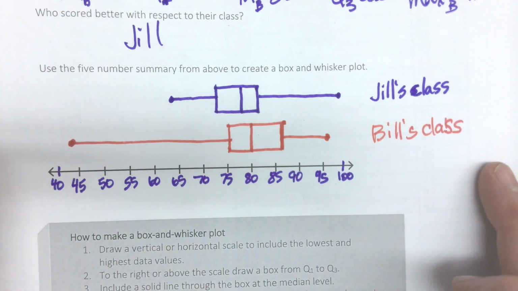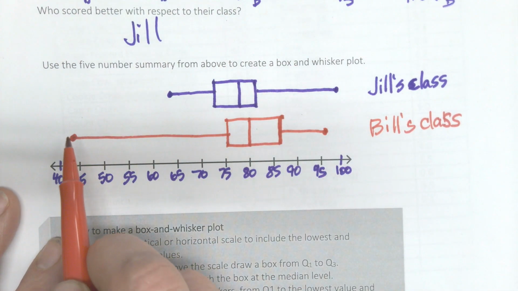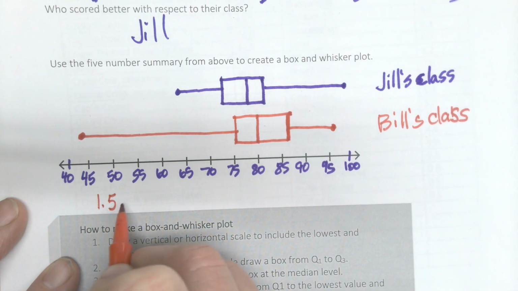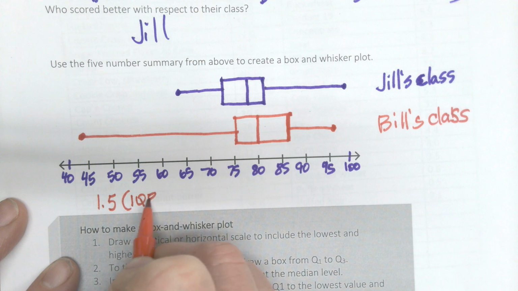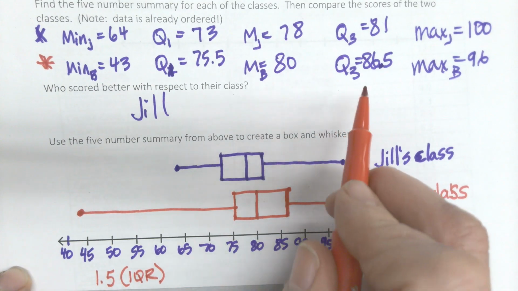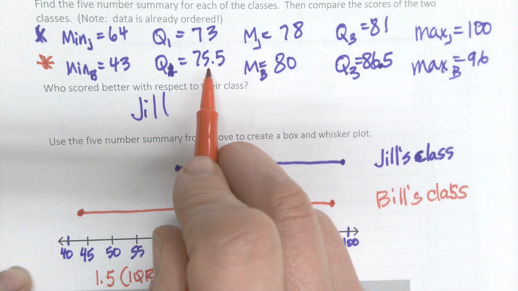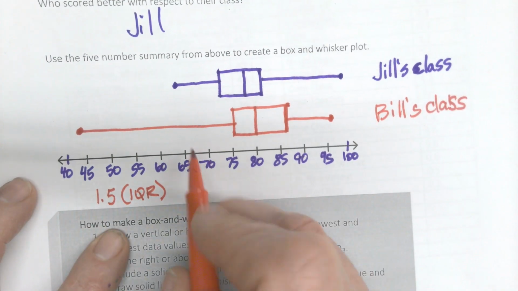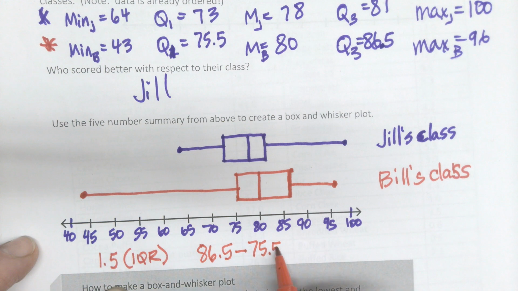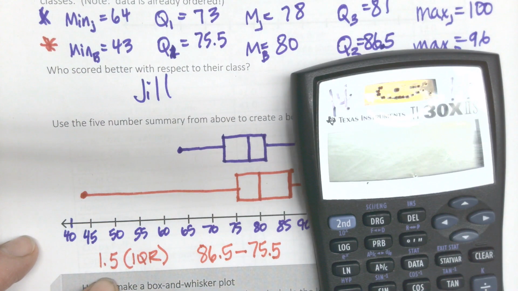I'm going to go into the outlier here, because I think this could be an outlier for Bill. This is what I do: I take 1.5 times the IQR, and the IQR is the interquartile range, which is Q3 minus Q1. So for Bill, I take 86.5 minus 75.5, and I'm just going to plug that in my calculator and get a value.